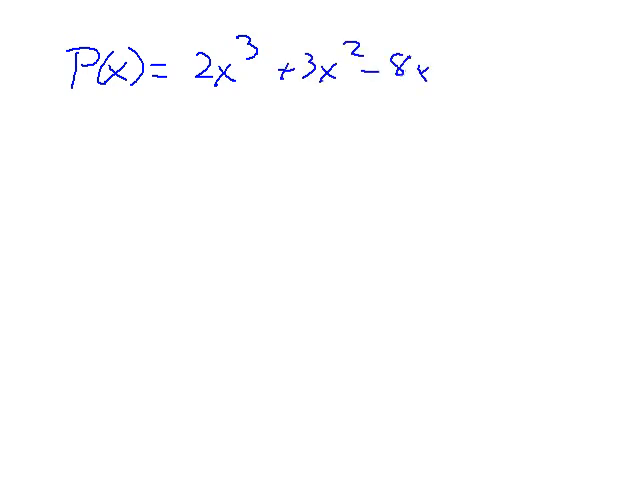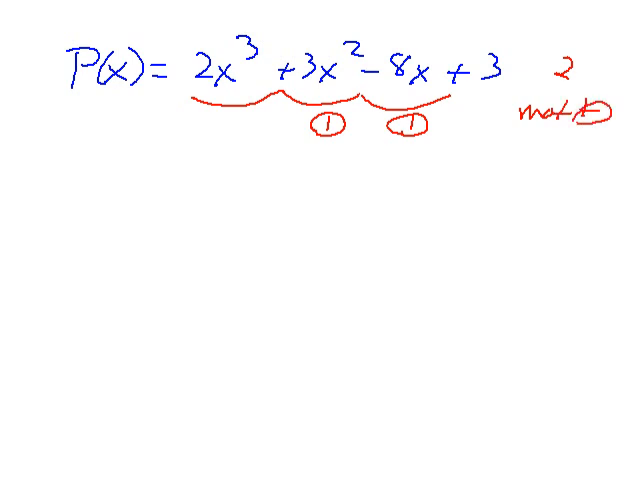For this particular function, I did work out Descartes' rule of signs in the notes. So here's p of x equals 2x cubed plus 3x squared minus 8x plus 3. And when I look for the sign changes here, this doesn't count. This counts as 1. This counts as 1. So 2 is the max for the positive roots.